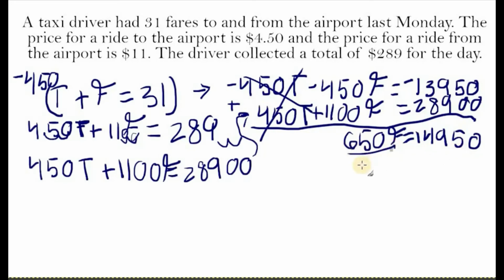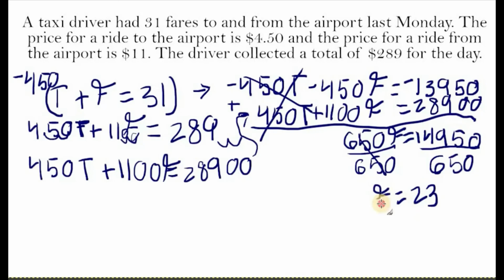Now we're going to divide both sides by 650 to isolate the f. That crosses out. And 14950 divided by 650 gives you 23. F is equal to 23. So from the airport, he drove 23 times. Now if you want to find to the airport, you take 31, this number here, minus this number. So t would equal 8, because 31 minus 23 is equal to 8. And to check it, if 23 plus 8 equals 31, then you know you got the right answer. So he drove from the airport 23 times and to the airport 8 times.